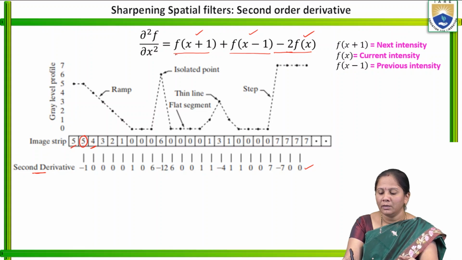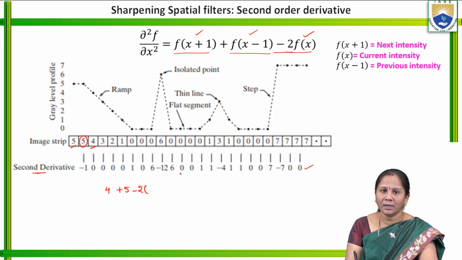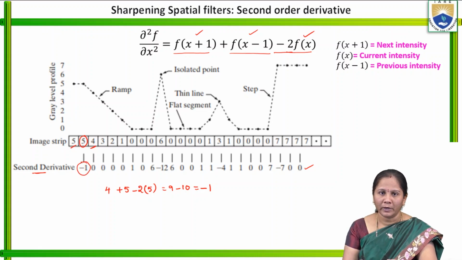So here, f(x+1). Considering this 5 as the current intensity, f(x+1) is the next intensity, that is 4, plus f(x-1) is 5, minus 2 into f(x), the current intensity. Here we have taken the current intensity value as 5. So 9 minus 10, the value we are going to get is minus 1. So the second order derivative will be equal to minus 1.